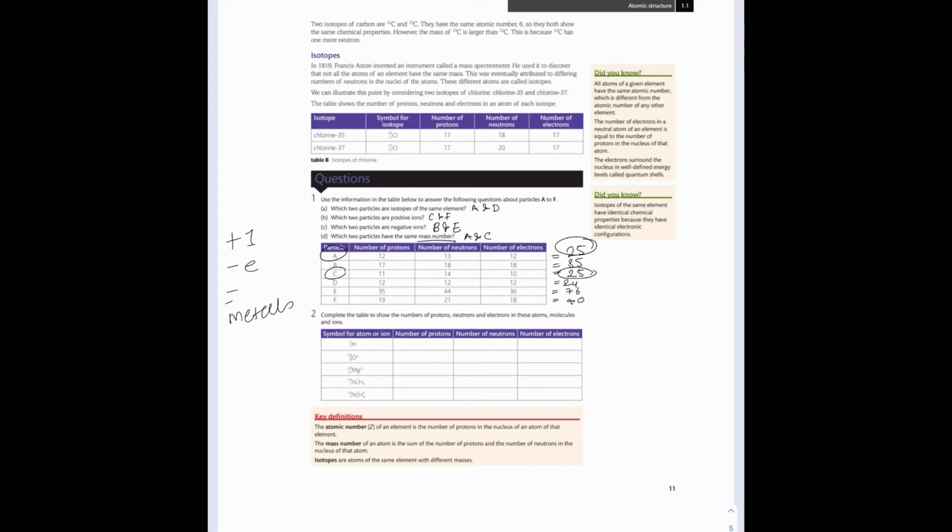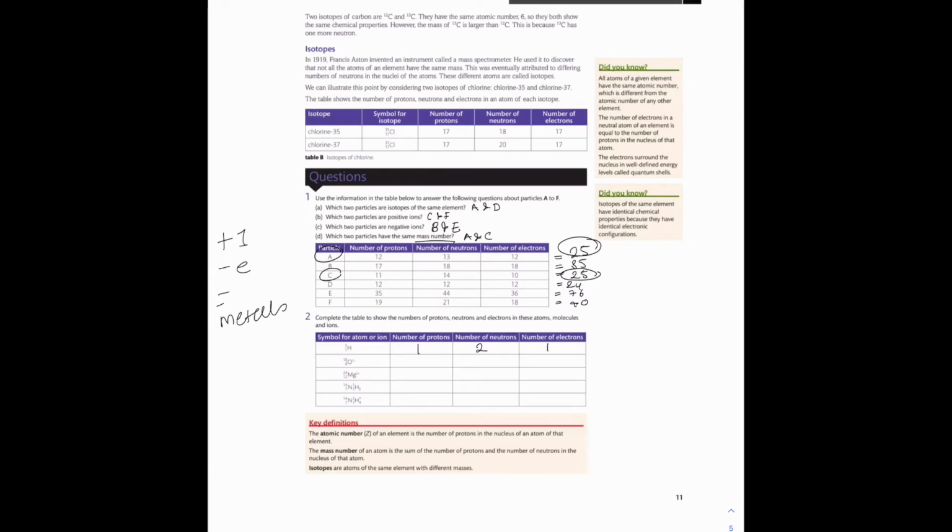Okay, so for question number 2, complete the table to show the numbers of protons, neutrons and electrons in these atoms, molecules and ions. So once again, this is a GCSE type question, but we're going to go through it to recap. So the top number is the mass number and the bottom number is the proton number. So number of protons here would be 1. And number of neutrons, which is mass number minus proton number, would equal 2. And number of electrons is equal to number of protons, so that's 1.